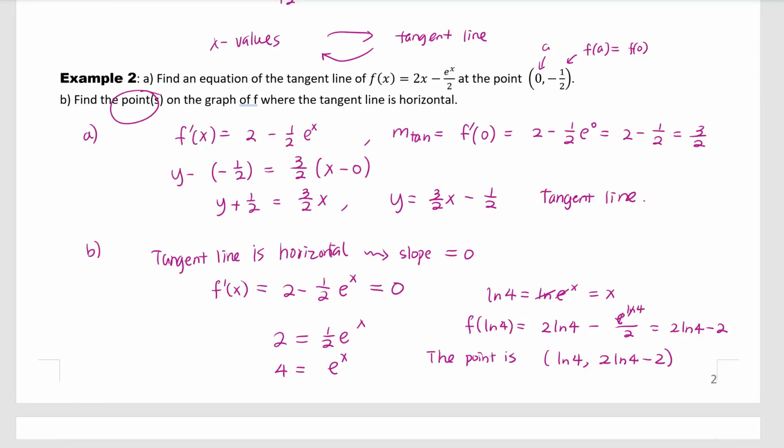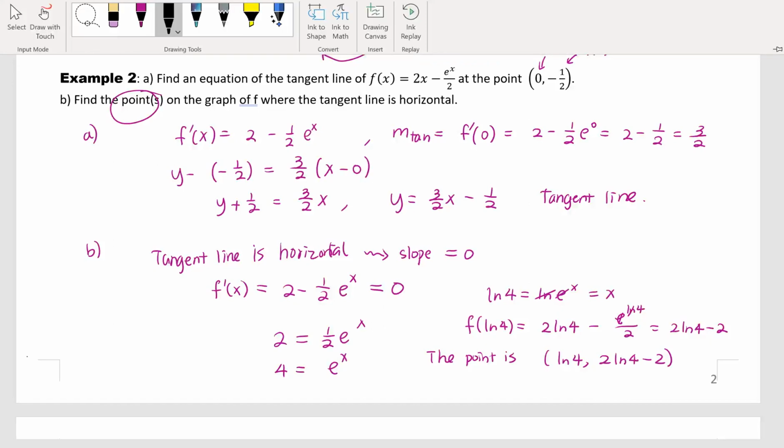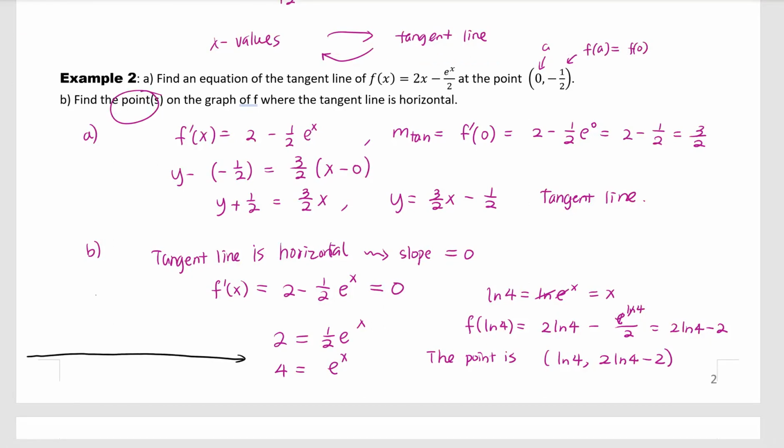What's the difference between part A and part B in our graph? Okay, so this might not be the exact graph. I just roughly show you what happened. It passed through 0, minus 1/2, so let's say this is minus 1/2, it passed through here. And let's say ln of 4, and let's say this is 2 ln of 4 minus 2, so we know it passed through this point. And so probably the picture looks like that.